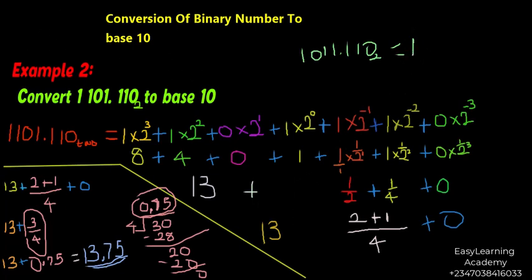Let me use another bright color for our answer. Okay, now let me get something better. Let's try this. We go to 13.75. Base what? Base 10. Don't forget it, because you're changing to this base 10. Alright. So that's the answer.